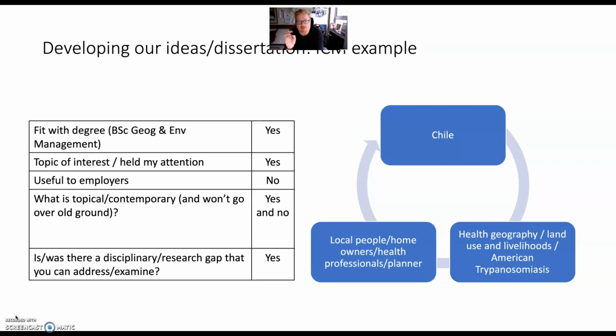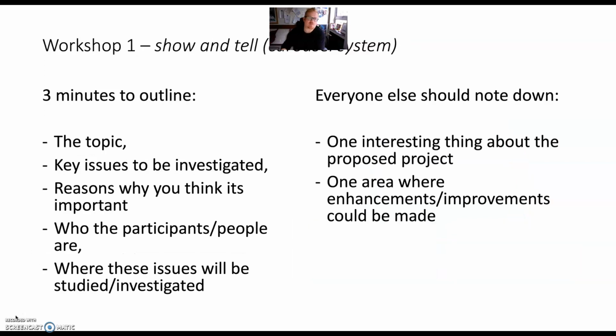So if you think about location, the people and the topic, that should hopefully give you a way of trying to structure what you're doing. And in terms of what we're going to do, on Monday we're going to do a bit of a show and tell. So a bit of a carousel system where everybody will have about 3 minutes to outline the points of the topic, the key issues to be investigated, the reasons why they think it's important, because it has to have some value to society normally, unless it's something more conceptual. We can go through that, who the participants might be, and what issues are going to be studied. So there's a set number of things there.